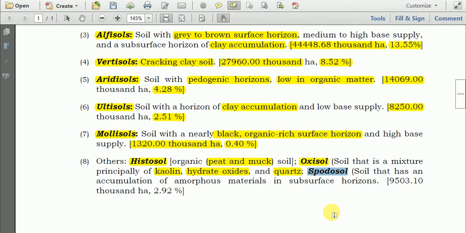Then Spodosol, a soil that has an accumulation of amorphous materials in the subsurface horizon. Amorphous means having no definite form or distinct shape. These other soils cover 9,503.10 thousand hectares, and the percentage here is 2.92%. Let us see a photograph of Histosol.